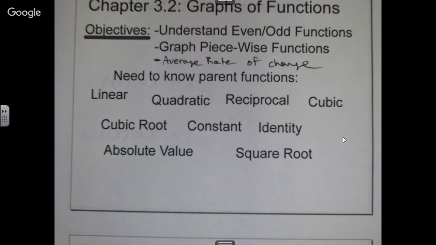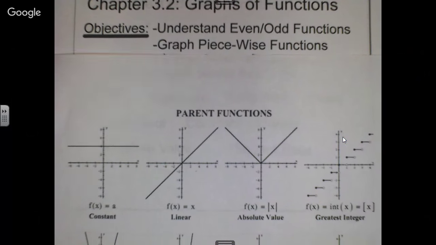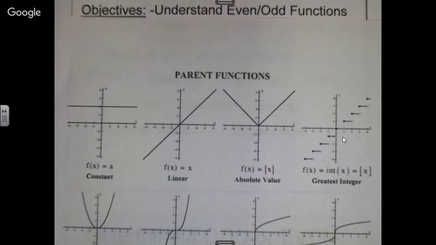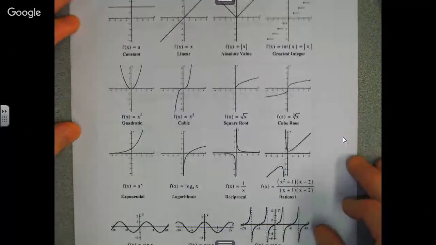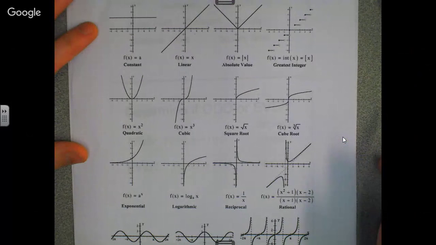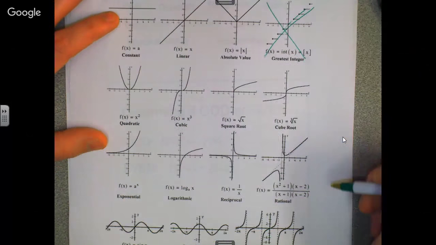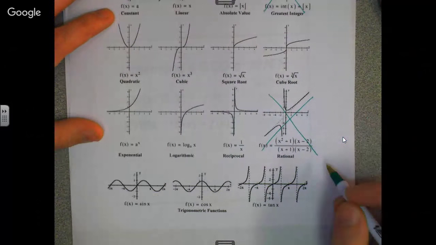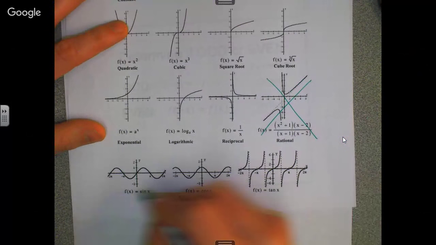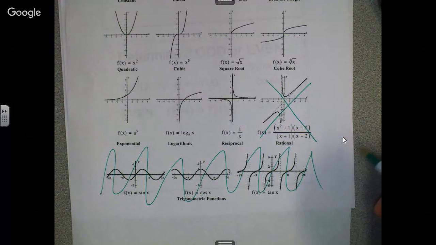So you need to know functions. On the website, I have a parent function handout, or you can get one from me. It just goes through some common parent functions. There are a couple that we're not going to really look at for now. So we can mark out the greatest integer function. We would go ahead and mark out the rational. We'll look at that one later on. And then the sine, cosine, and tangent, we're going to ignore those for a little bit.